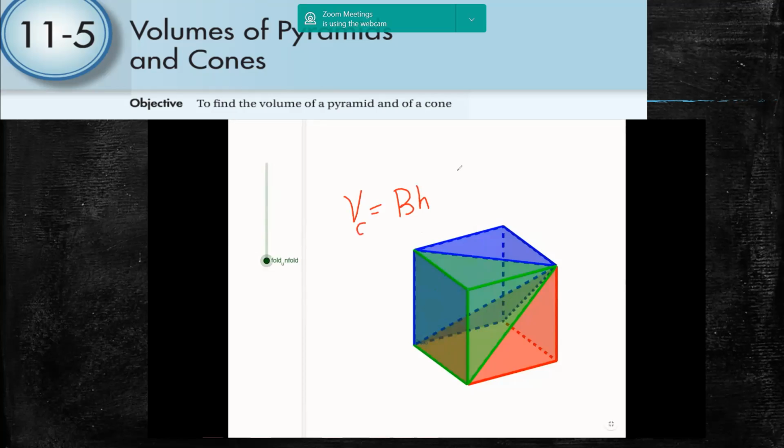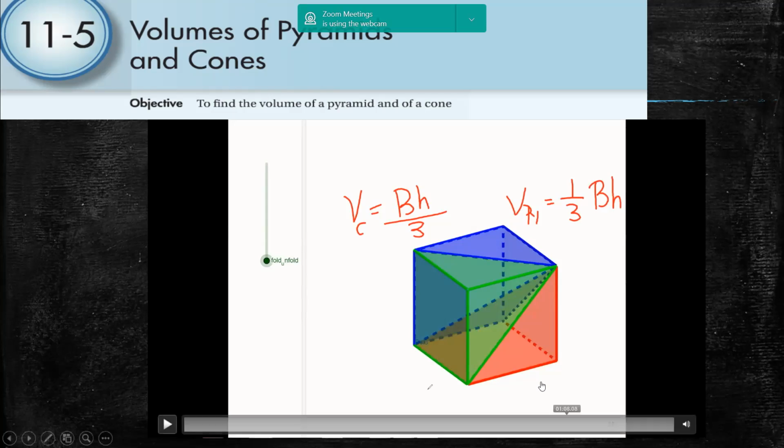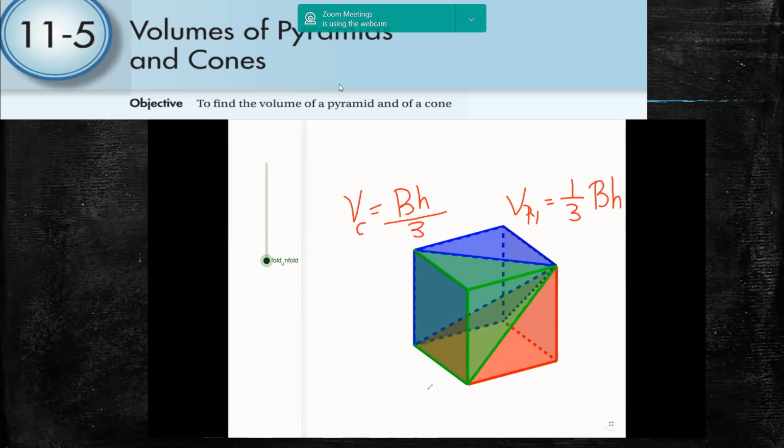Now, what about the pyramid? Since here we have 3 pyramids inside a cube, the volume of the pyramid will be a third of the volume of the cube. That means I divide the volume of the cube by 3 to get the volume of the pyramid. So the volume of the pyramid will be a third the product of the base times the height. Is it clear?